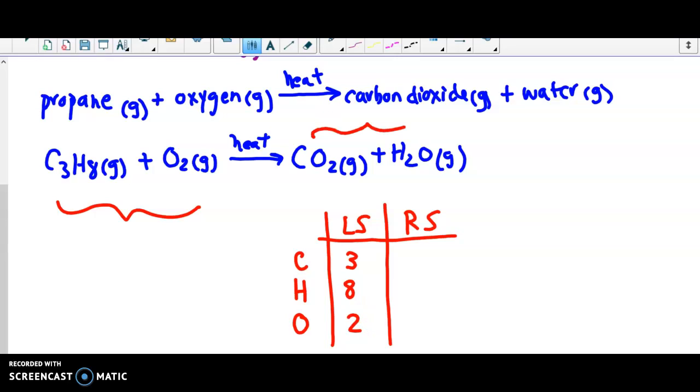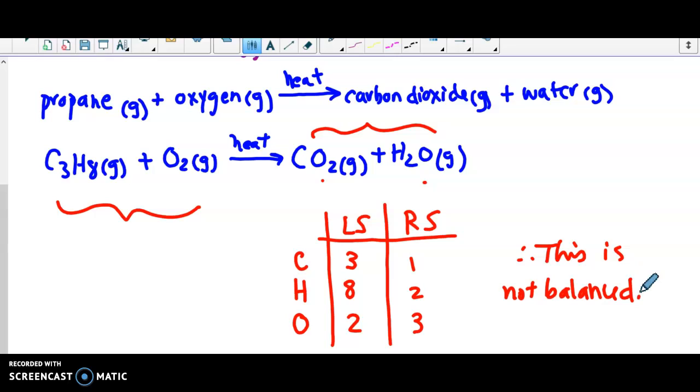On the right-hand side of my chemical equation, in my products, I've got a total of 1 carbon, 2 hydrogens, and 3 oxygens. 2 oxygens here, 1 oxygen here. So therefore, this is not balanced. I do not yet have the same number of atoms in my reactants as I do in my products.